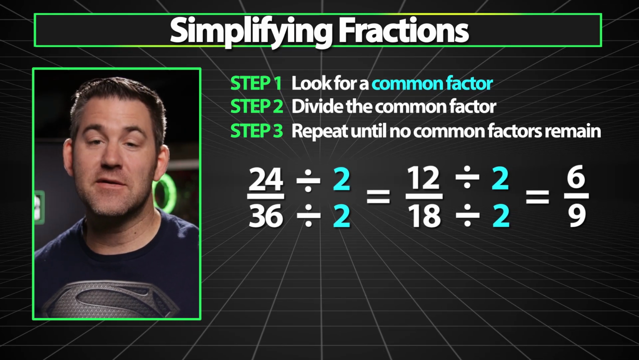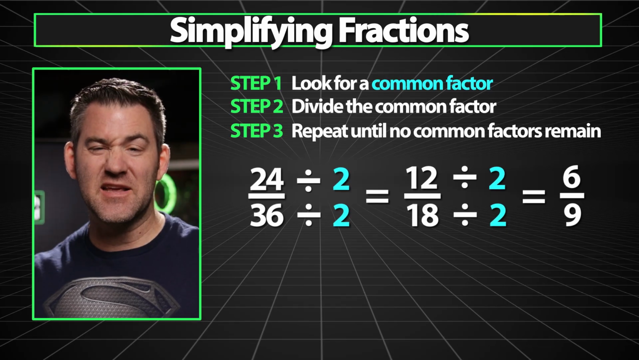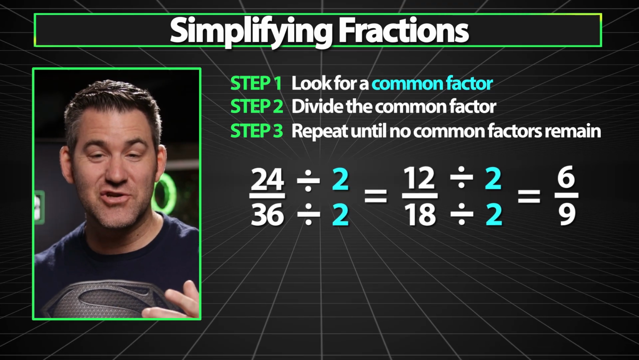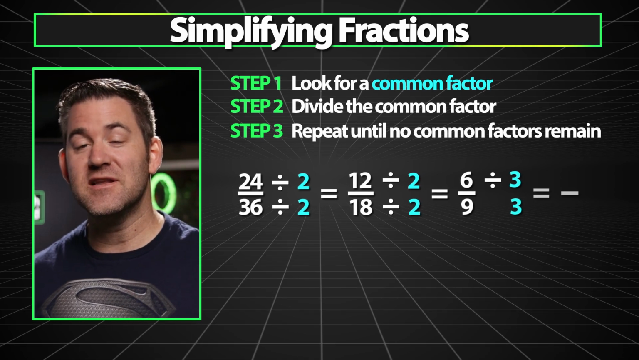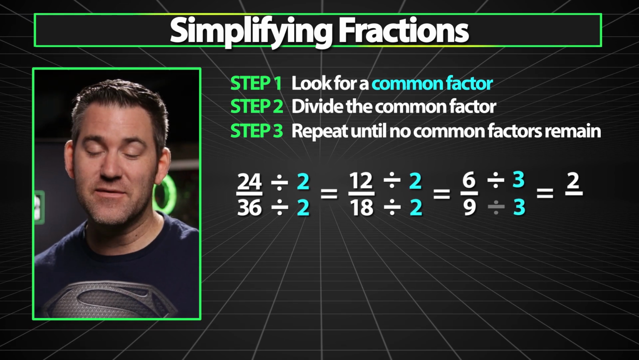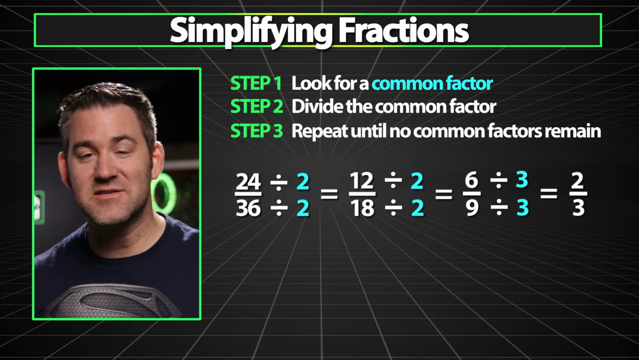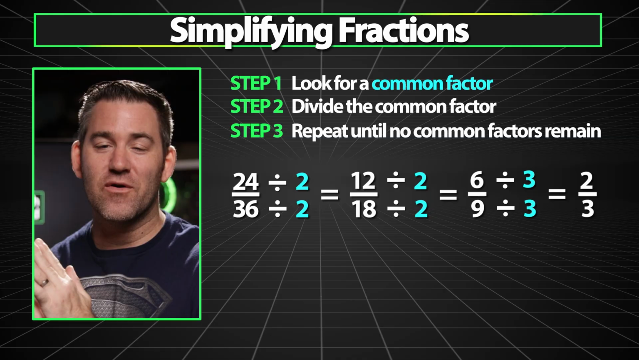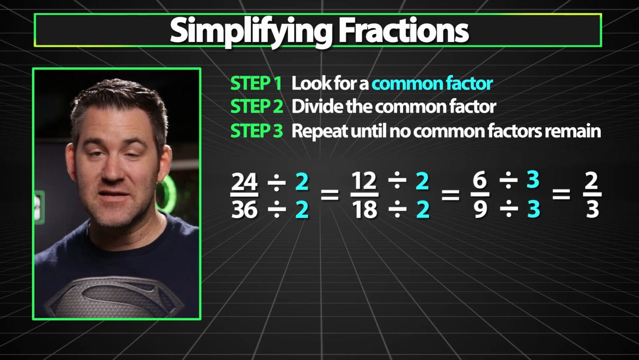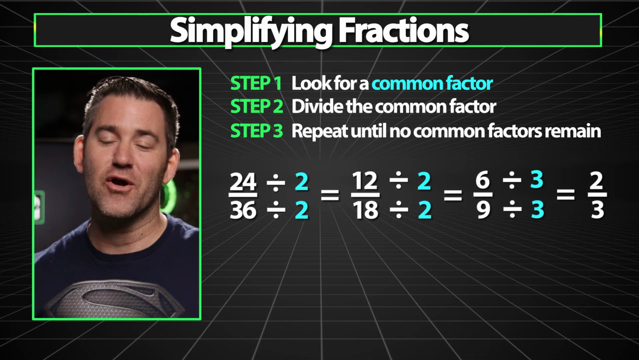It feels like we're done, but notice that we're left with 6 and 9, which share a common factor of 3. Well, 3 goes into 6 2 times, and 3 goes into 9 3 times. And finally, we have our final answer. 24 out of 36 simplifies all the way down to 2/3.